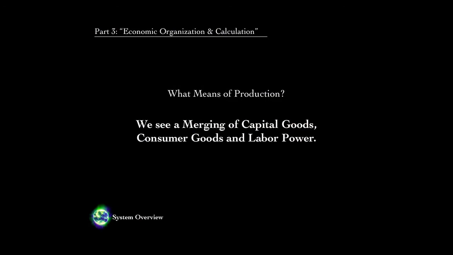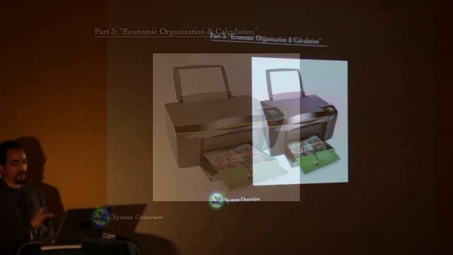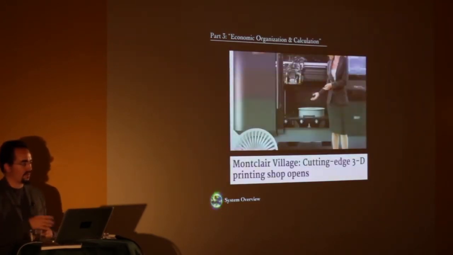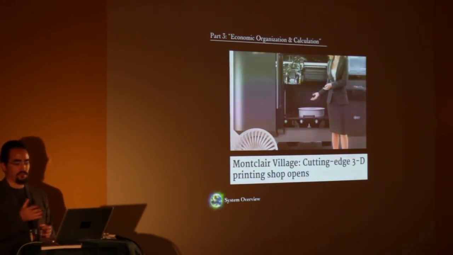Today, we are seeing a merger of capital goods, consumer goods, and labor power. Machines are taking over human labor power, becoming capital goods, while also reducing in size to become consumer goods. I'm sure most everyone in this room has a home paper printer. When you send a file to print from your computer, you are in control of a mini version of a means of production. What about 3D printers? In some cities today, there are now 3D printing labs which people can send their design to print in physical form. The model I'm going to describe is a similar idea.